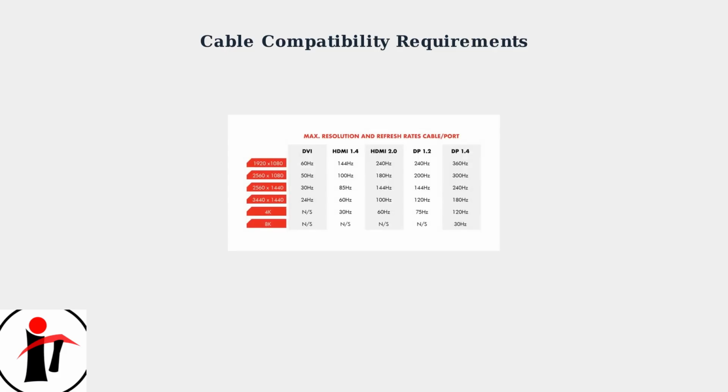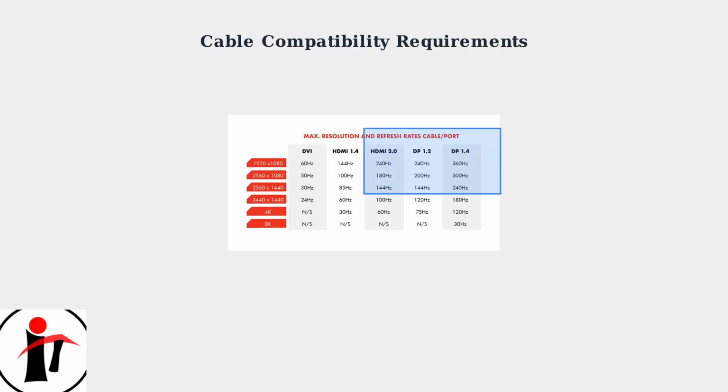The first step in optimizing your Sceptre monitor's refresh rate is ensuring your cable can handle the desired performance. Different cable types have specific limitations that directly impact your maximum refresh rate. HDMI 1.4 supports up to 144 Hz at 1080p resolution, making it suitable for basic high refresh rate gaming. However, for higher resolutions or refresh rates, you'll need HDMI 2.0 or DisplayPort connections.